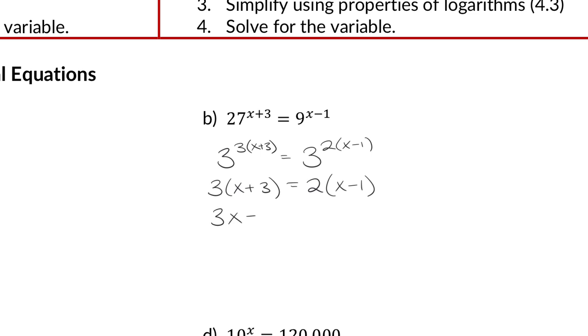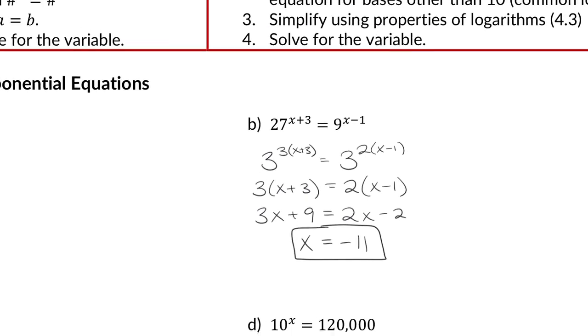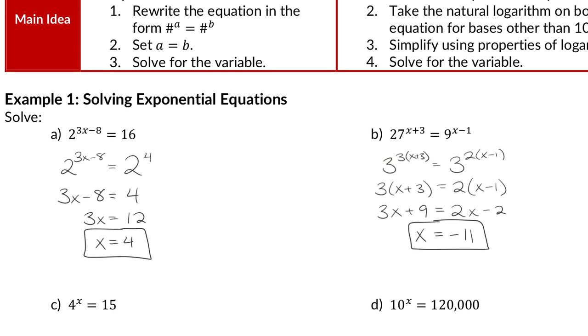This becomes 3x plus 9 equal to 2x minus 2. I'm going to move all of the x's to the left side and all of the regular numbers to the right side. So if I subtract 2x from both sides, I end up with just regular x. And if I subtract 9 from both sides, I end up with negative 11. If you needed to do that one in 2 steps, that's totally fine. So again, our first case today is when the bases can be written in the same power family.